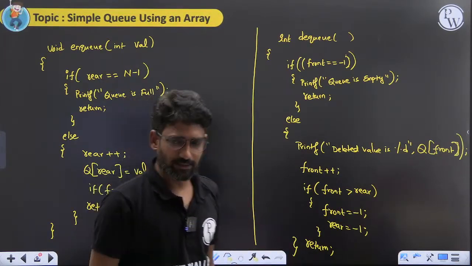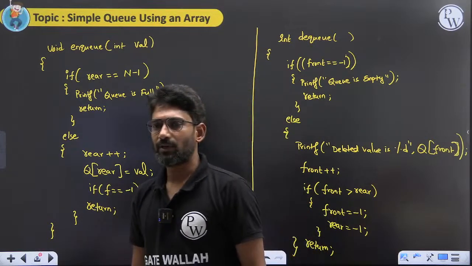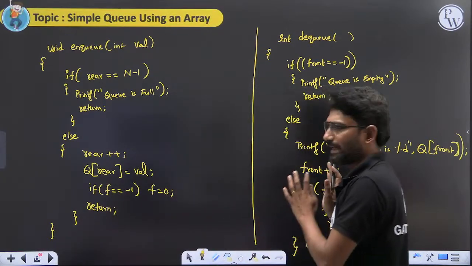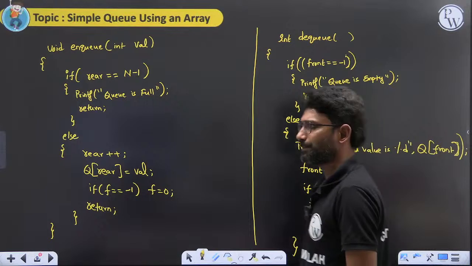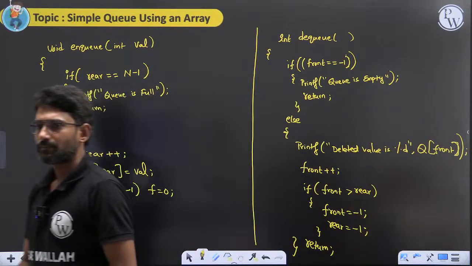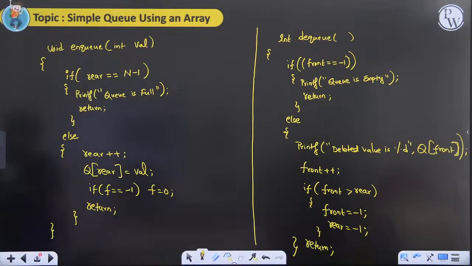Did you understand this, guys? Did you understand how I have written the enqueue function and dequeue function? Everyone? Please respond.